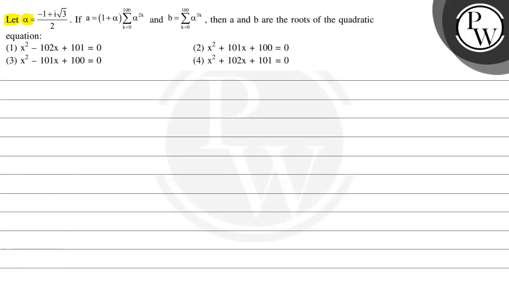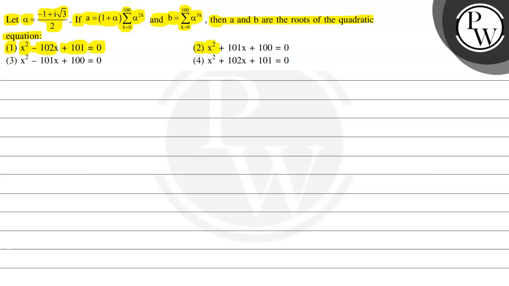Let alpha equal (-1 + i√3)/2. If A equals (1 + alpha) times the summation from k equals 0 to 100 of alpha raised to 2k, and B equals the summation from k equals 0 to 100 of alpha raised to 3k, then A and B are the roots of the quadratic equation. Option 1, x squared minus 102x plus 101 equals 0.